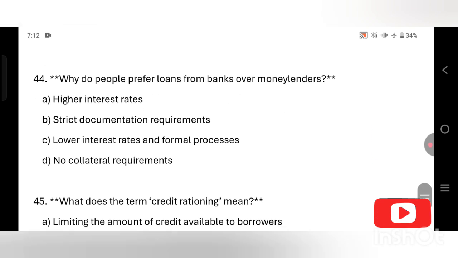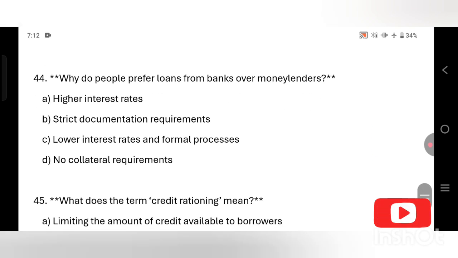Question number 44. Why do people prefer loans from banks over money lenders? Option A, high interest rate. Option B, strict documentation required. Option C, lower interest rate and formal processes. Option D, no collateral requirement. The correct answer is option C, lower interest rate.